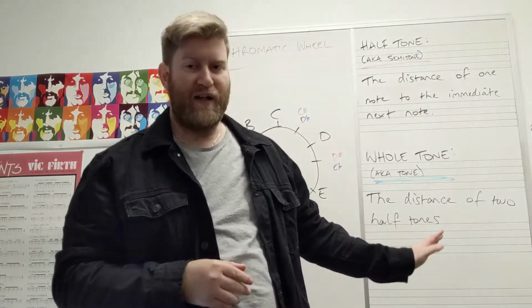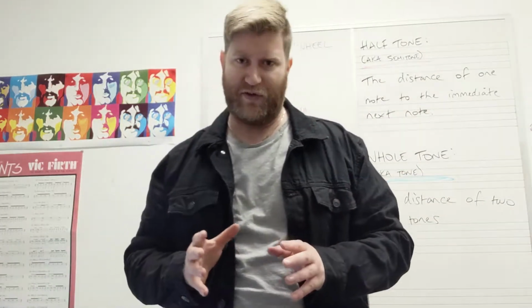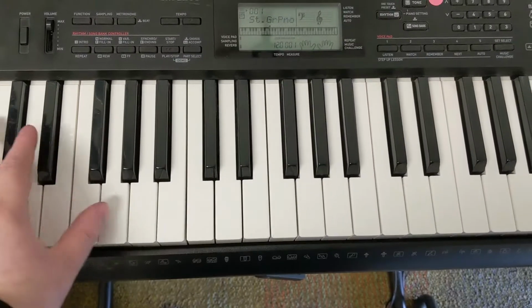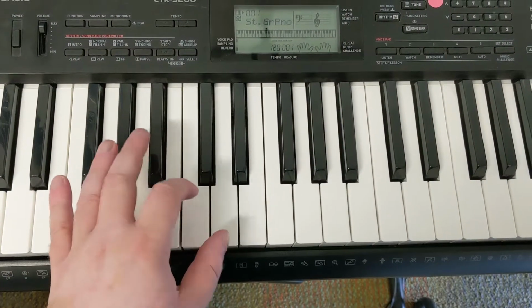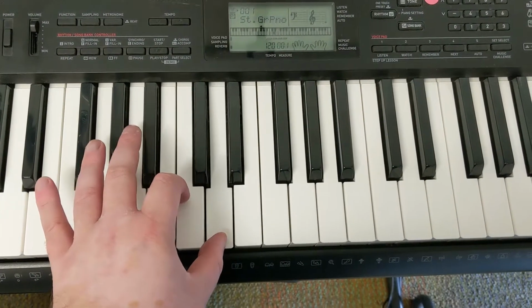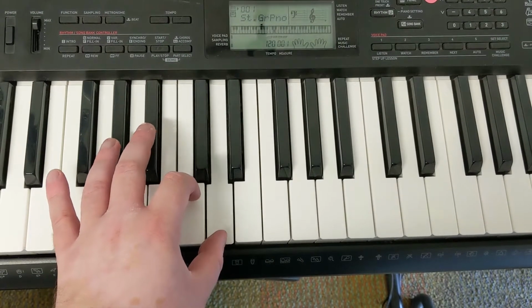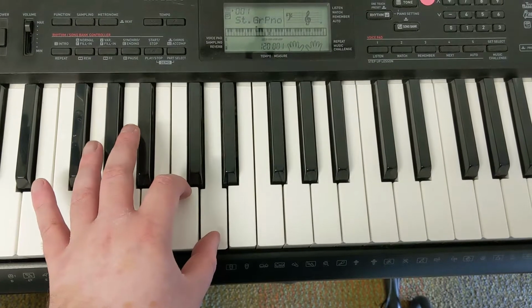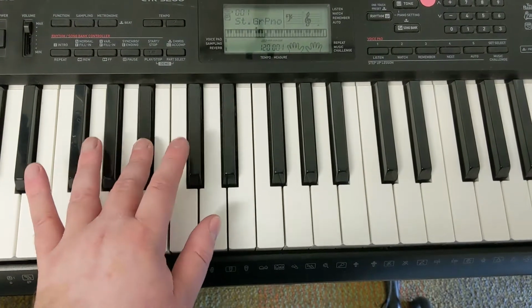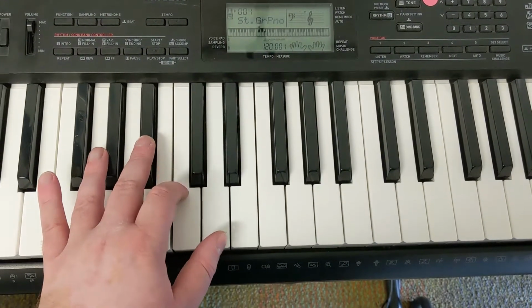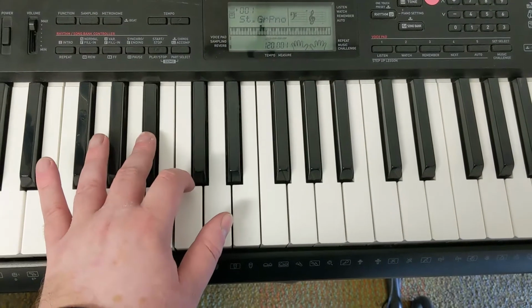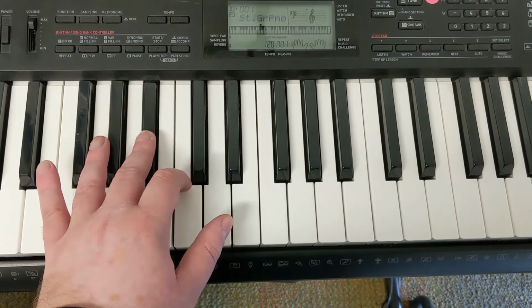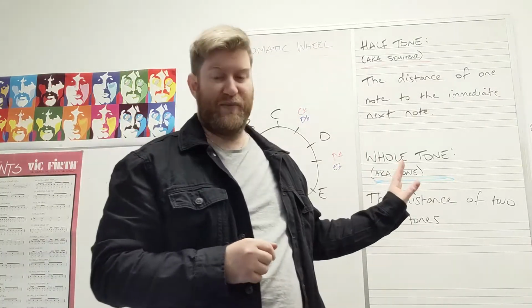A whole tone is the distance of two half tones. So, instead of going from C to C sharp, you would be going C to D. Same going backwards. Instead of going from C to B, you'd be going C to B flat. Okay? And this works on pretty much every instrument. It works on guitar, trumpet, xylophone, whatever. Okay? So, we've got those two terms down.